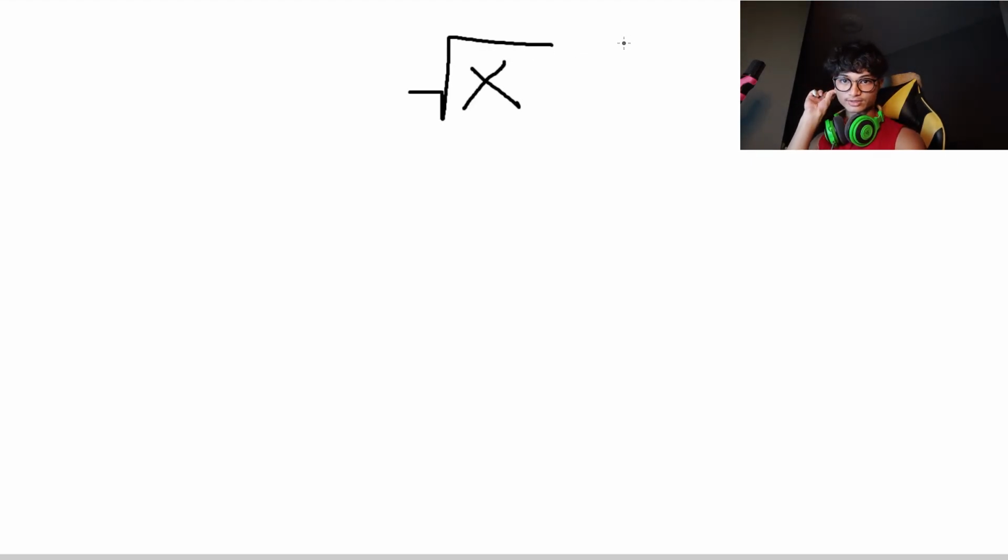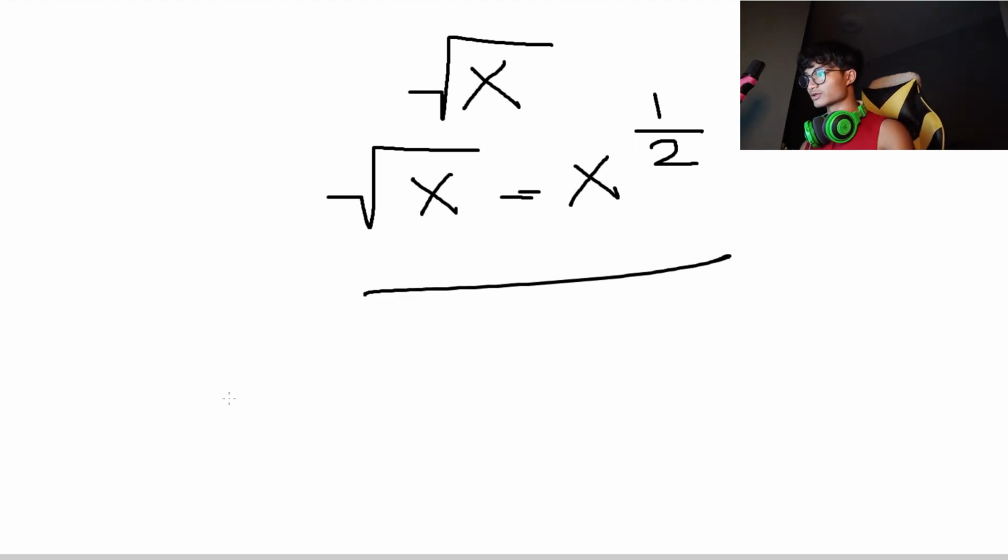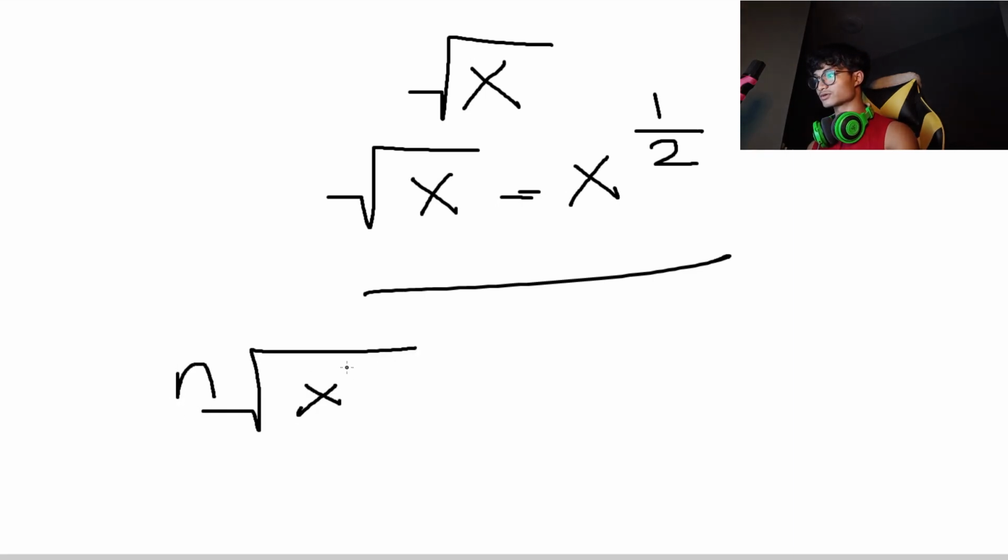Let us move on to an example. One example is square root of x. How do we convert it into a rational exponent? We can do it as x raised to 1 over 2. That is the answer. And it can be generally expressed as the nth root of x raised to m equals x raised to m over n.